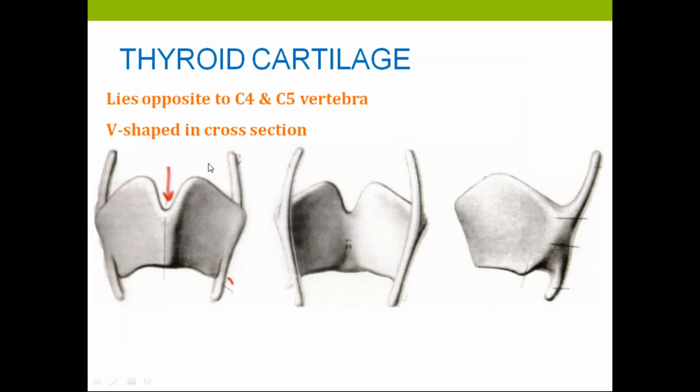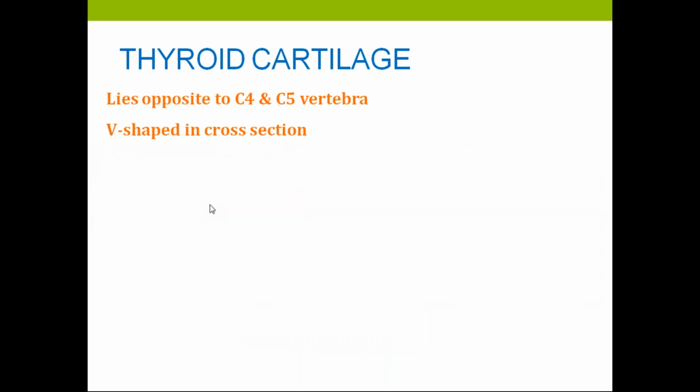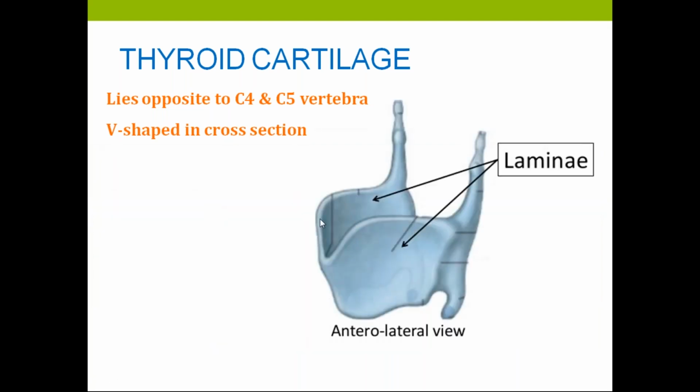Next, if you see the location of the thyroid cartilage, it lies opposite the C4 and C5 vertebra. The extension of the larynx starts from C3 to C6. So the thyroid starts from C4 to C5, and it appears V-shaped in cross section. You can see this picture, it appears V-shaped in cross section.